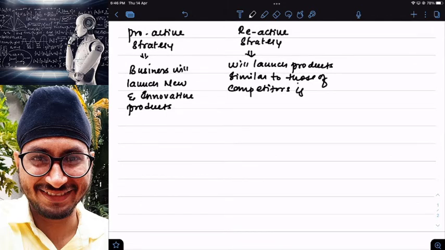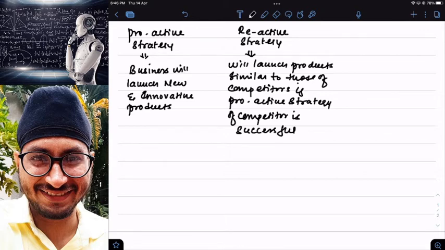If the proactive strategy of a business, or you can say the strategy of a competitor, is successful. Clear? So in proactive strategy, I will launch something new and innovative. In reactive strategy, I will wait for my competitor to launch something new. I will wait for my competitor to become successful in the market and then I will launch something. That is called what? Reactive strategy.